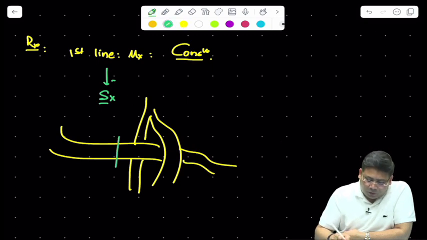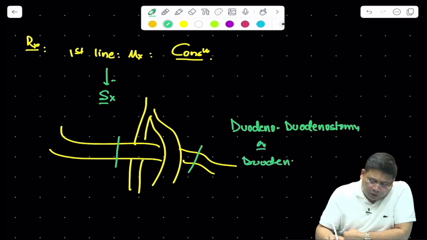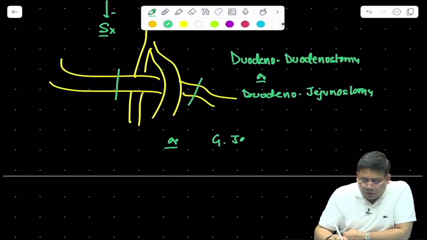So what are we going to do? We are going to do a duodenostomy, or you can go for a duodenojejunostomy, side to side, which is preferred. Or students, you can also go for a gastrojejunostomy. This is one very important thing.